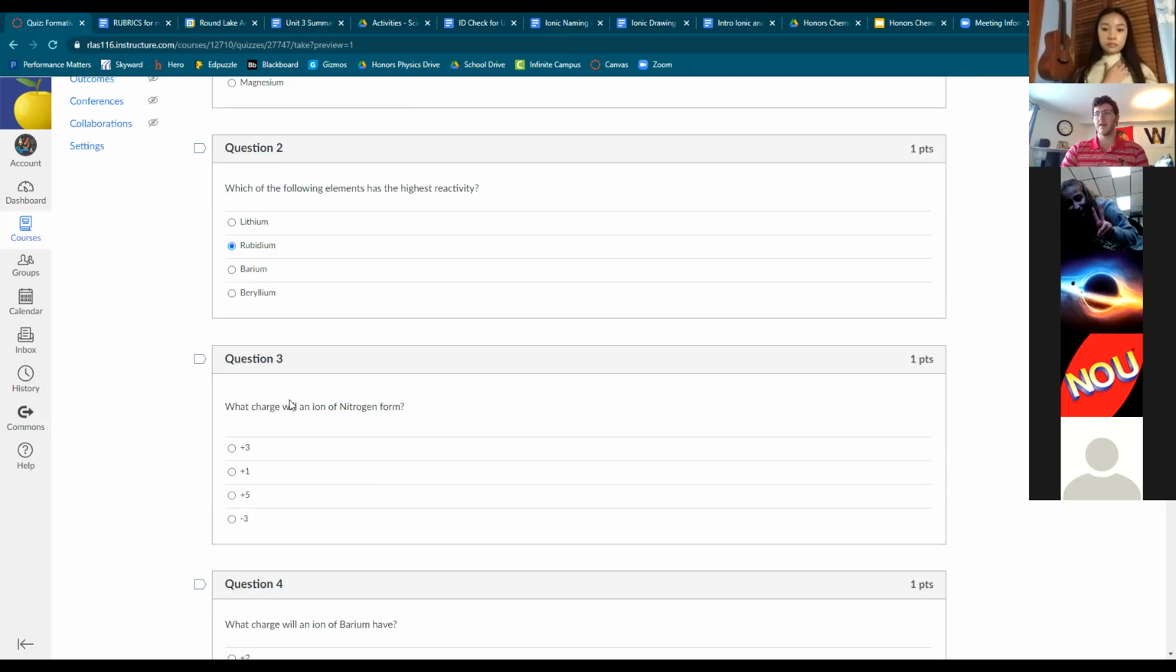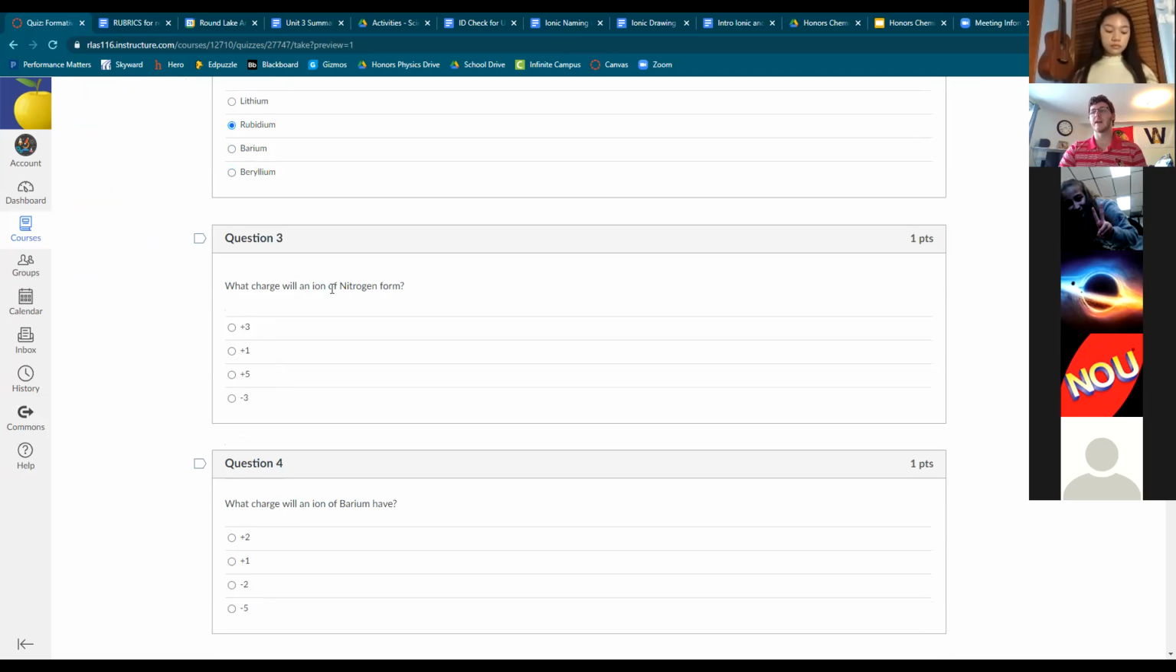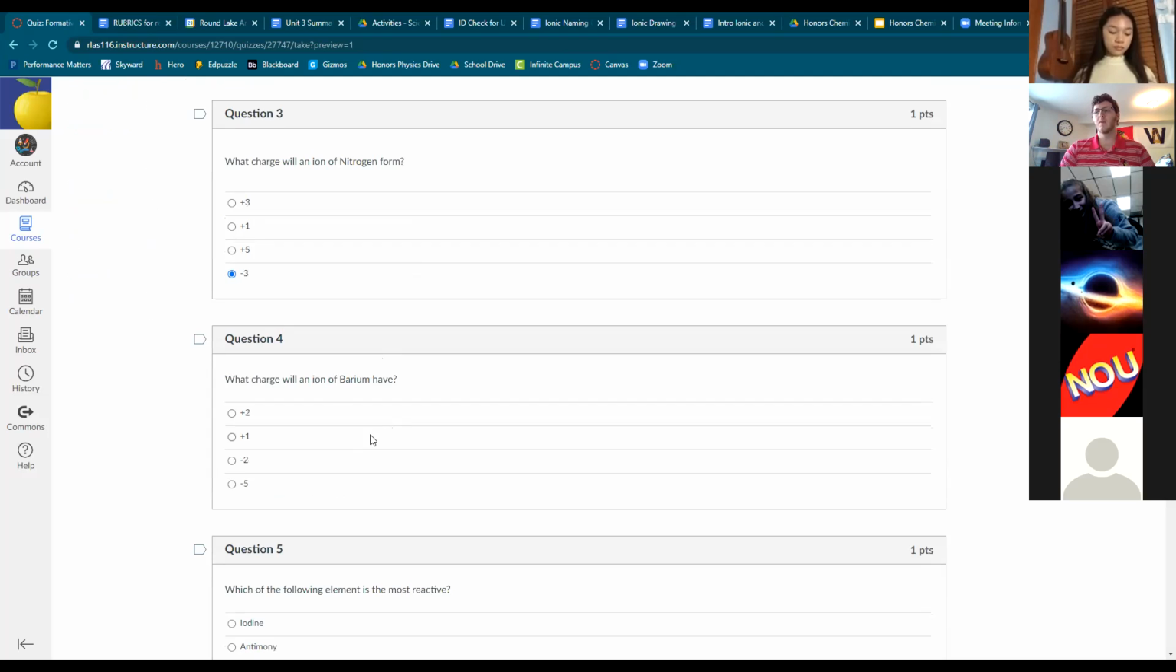All right. Then number 3 says, what will the charge of an ion of nitrogen form? And that is going to mean that if it has 5 valence electrons and it wants to get to 8, the quickest way to 8 is to gain 3 more or have a -3 charge, because it's gaining 3 negative charges. What charge will the ion of barium form? Barium has 2 valence electrons. The easiest way for it to get to 8 would be to lose those 2 valence electrons or have a +2 charge.